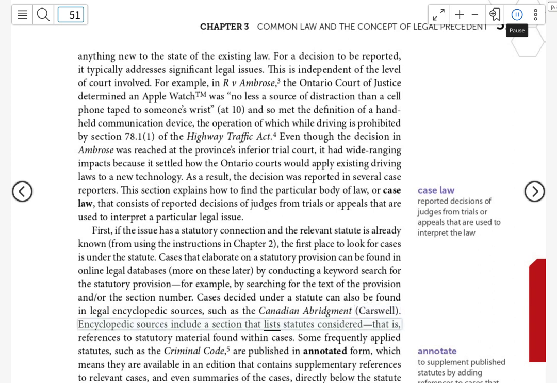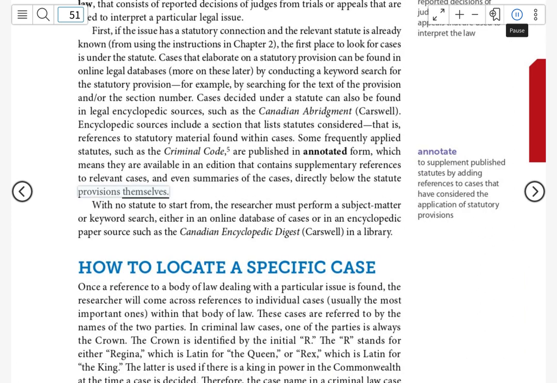Encyclopedic sources include a section that lists statutes considered, that is, references to statutory material found within cases. Some frequently applied statutes, such as the Criminal Code, are published in annotated form, which means they are available in an edition that contains supplementary references to relevant cases, and even summaries of the cases, directly below the statute provisions themselves. With no statute to start from, the researcher must perform a subject matter or keyword search, either in an online database of cases or in an encyclopedic paper source such as the Canadian Encyclopedic Digest, Carswell, in a library. How to locate a specific case.